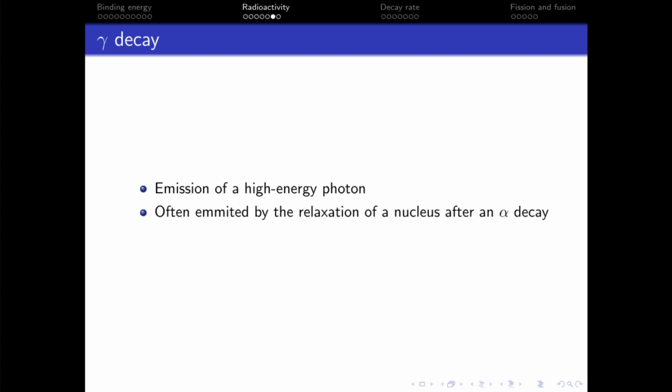So four total types of decay. Alpha decay, in which a helium-4 nucleus is ejected. Beta minus, in which an electron is ejected. Beta plus, in which we send a positron. And gamma, in which just a regular photon is sent out.